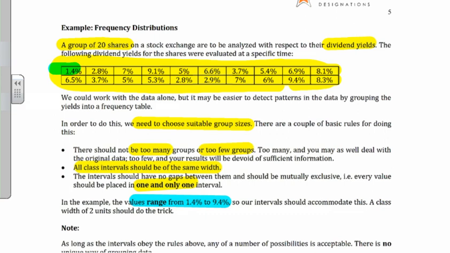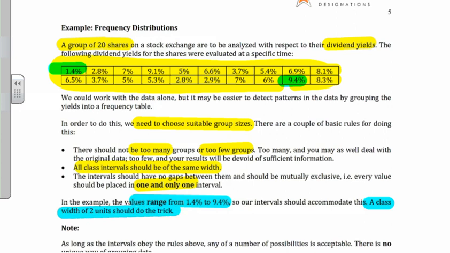There's my 1.4 on the low end, and there's my 9.4 on the high end. Every time one would need to do such a thing in real life, you would have to somehow go through this process. Well, the lower level is 1.4, the top level is 9.4, and look what we conclude here. A class width of 2 units should do the trick.